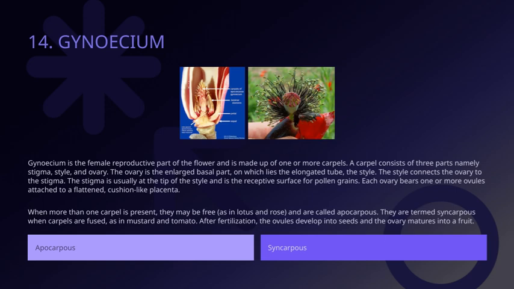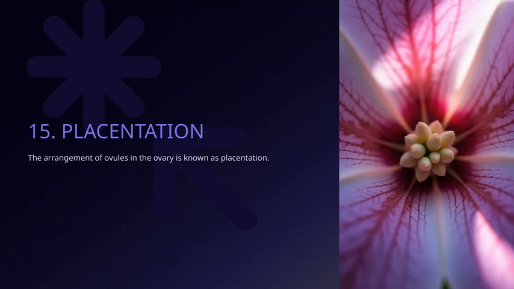Understanding these parts helps us see how the flower's reproductive system is organized to facilitate successful pollination and seed production. Now, let's move on to slide 29, which introduces the concept of placentation. The arrangement of ovules within the ovary is known as placentation. This is a crucial aspect because it influences how the ovules are exposed and how they develop into seeds.